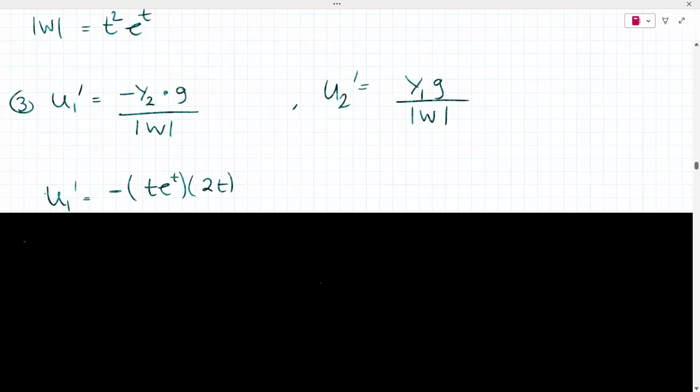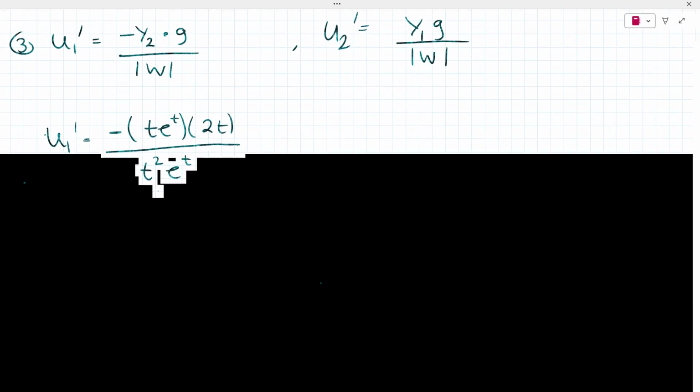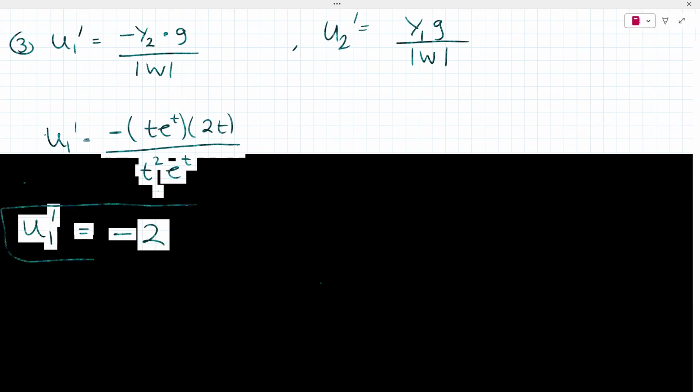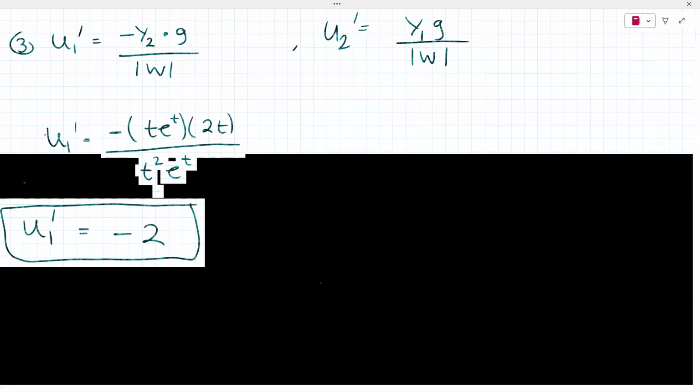And what else? All over the Wronskian determinant, which was given as t squared e^t, okay? If you clean this up, eventually everything will cancel, so you're just left with -2. So your u1 prime is -2. Now let's finish up our u2 prime.